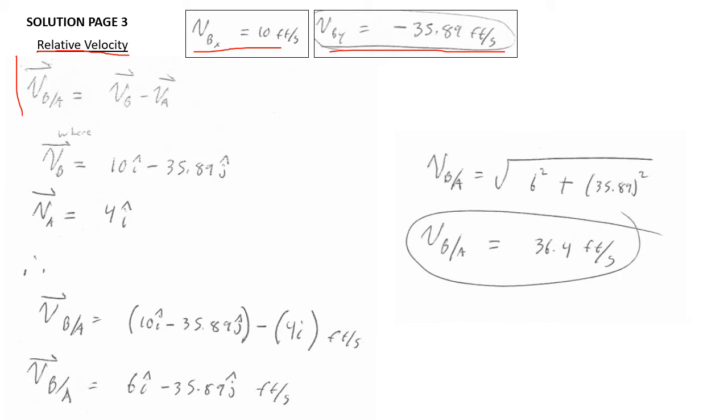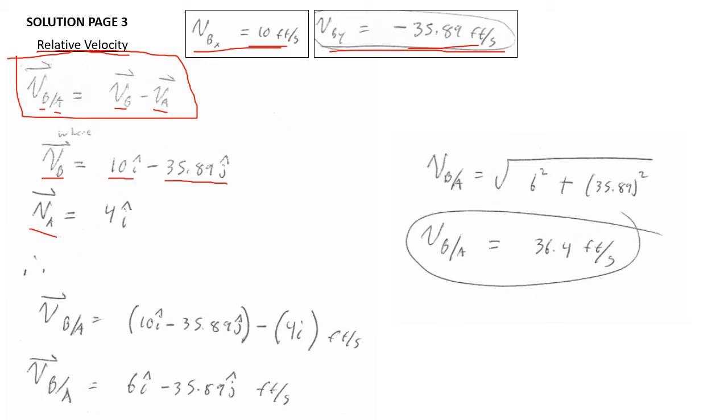So recall our relative velocity general equation. The velocity of b relative to a is equal to the velocity of b minus the velocity of a, where we now have an expression from the components up top for the vector for velocity b, which is 10 in the i hat direction, our x component, minus 35.89 in the j hat direction, our y component over here. Again, notice the sign convention going in our negative y direction. And our velocity at A, given to us in the problem statement, is simply 4 acting purely in our x direction. So 4 i hat is our vector for v sub A.